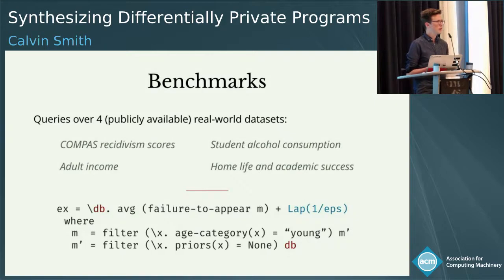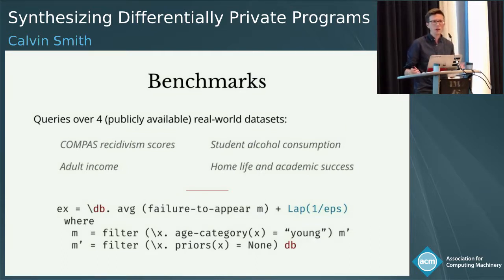So the kinds of solutions that we're looking for are something like this example up here. This is one of our benchmarks from the recidivism score benchmarks. It's looking for the average failure to appear score, which is something that's computed by the COMPAS mechanism for young people with no priors.